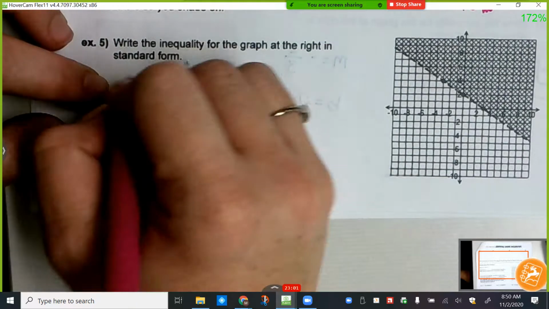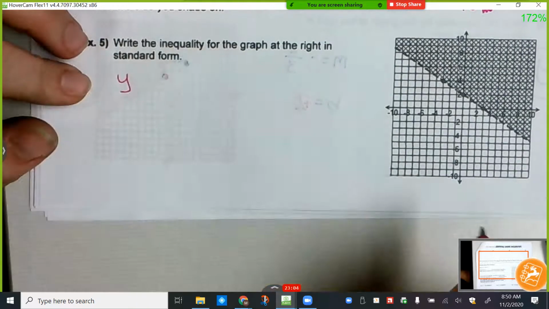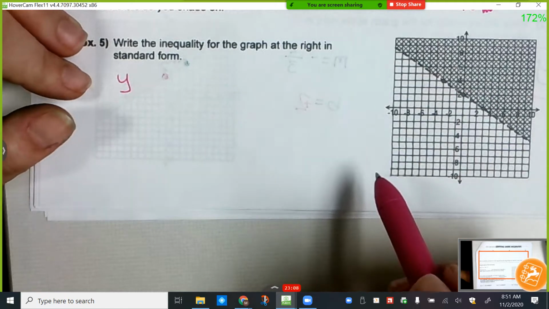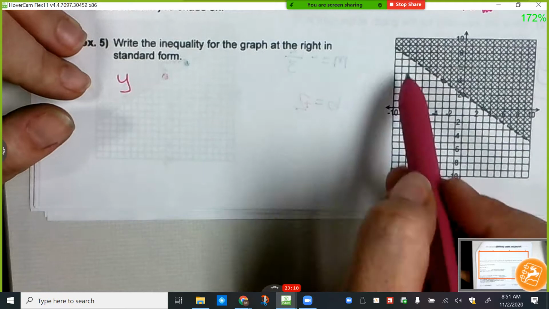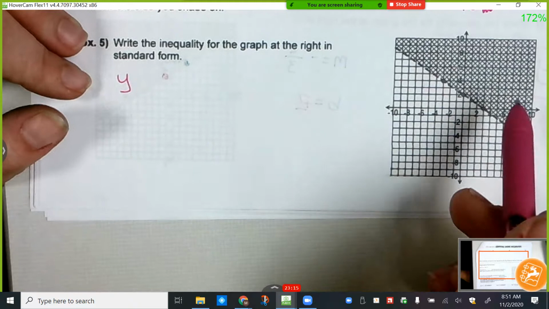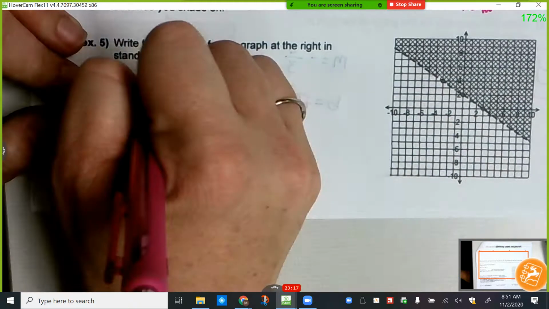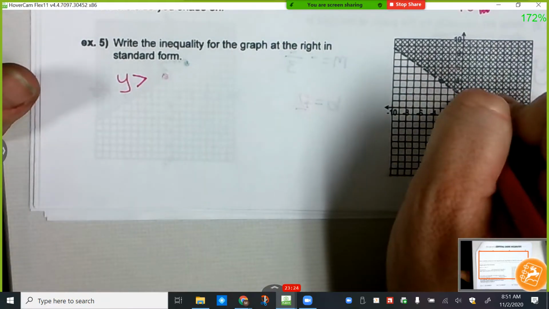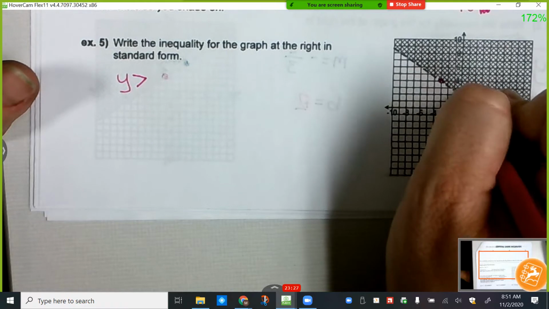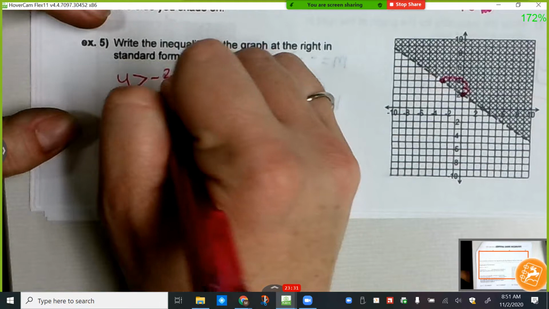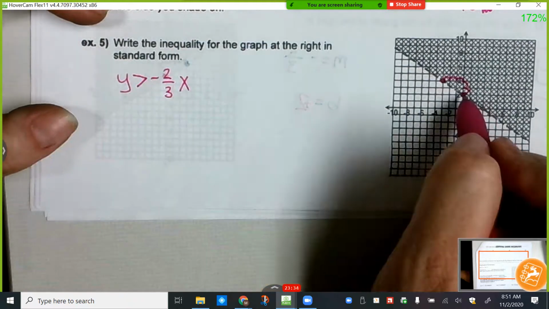I want you to realize we have y. Now, what's my symbol going to be? It's a dashed line and it's shaded above. If something's above you, it's greater or less? Greater. So I'm going to just have greater. It's not equal to because it's a dashed line. Okay, what's my slope? Rise 2, run 1, 2, 3, and it's negative. And my y-intercept is +2.